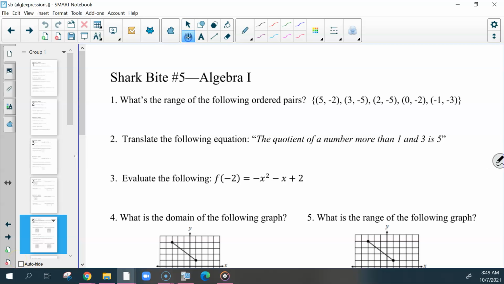So for the warm-up, number 1 asks for the range of the following ordered pairs. You needed to list them least to greatest. Saeed, go ahead. -5, -3. For this one, you should not have been repeating the numbers. -5 repeated and -2 repeated, but just put them once. And least to greatest.